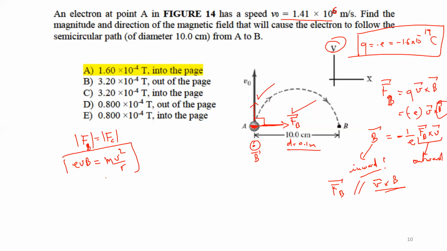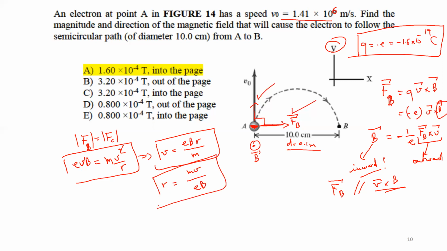So using this, I know what is V and what is R. So V is equal to what? You simplify here. V will be EBR divided by M. In other words, as we said already, R is just MV divided by EB. This is what we demonstrated in class.